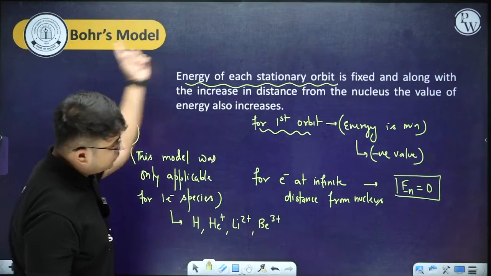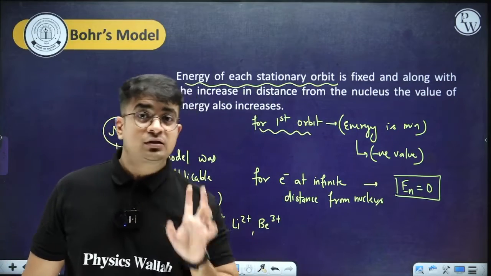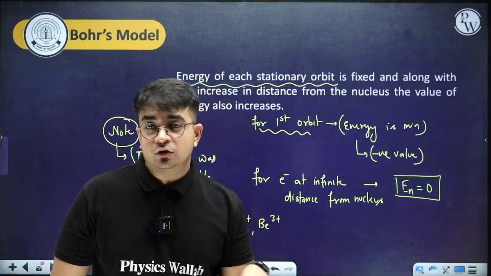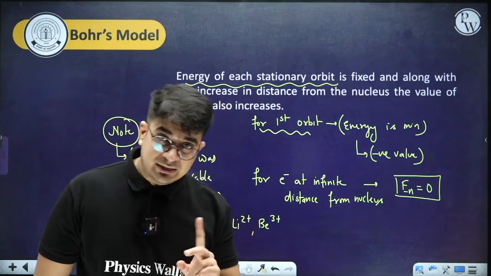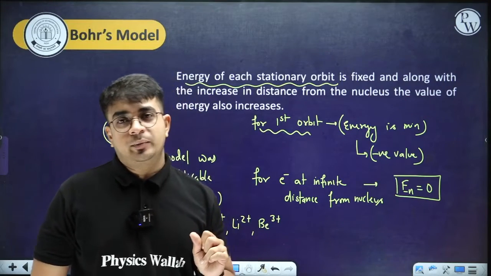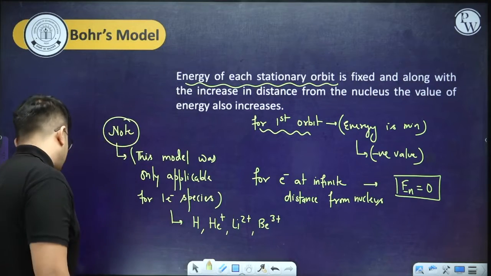But this model was able to explain the entire portion related to one electron system. He was able to talk about the velocity of the moving electron in the circular path, the distance from the nucleus, the radius of the orbit, and the energy of the orbit in which the electron is actually present.